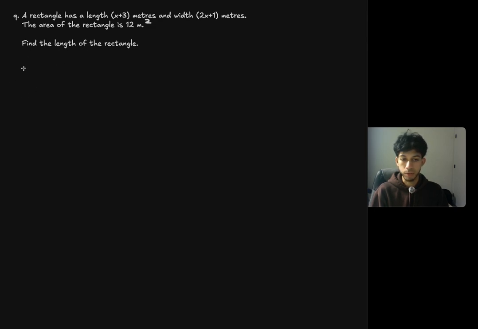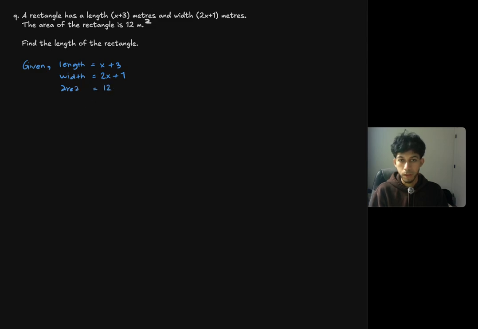Now, whenever I am solving a math problem, I like to write down whatever information is given to me. So in this case, the given information is that the length is x plus 3. I will ignore the meters for now. And then width is 2x plus 1. Once again, I'm going to ignore the meters unit. And the area is given as 12 meters squared.